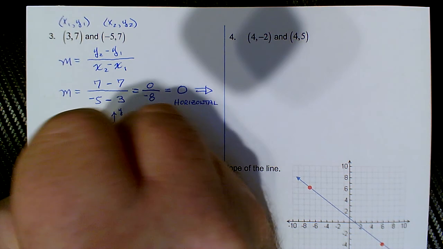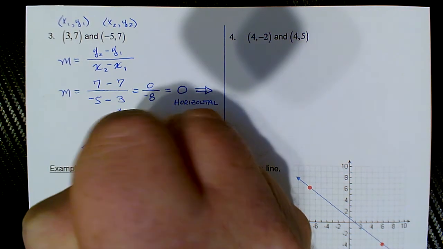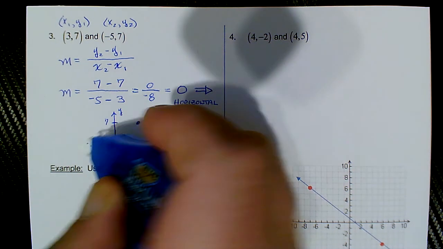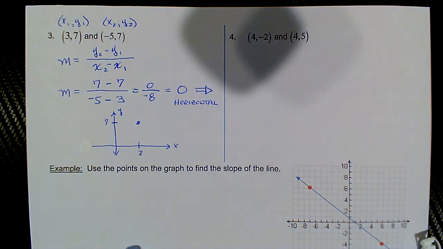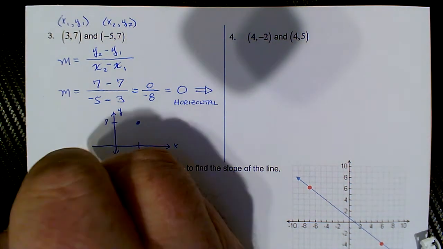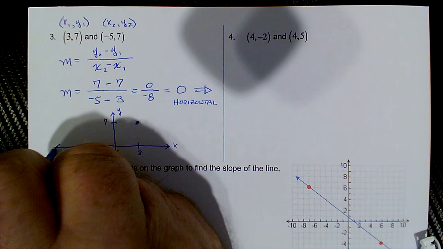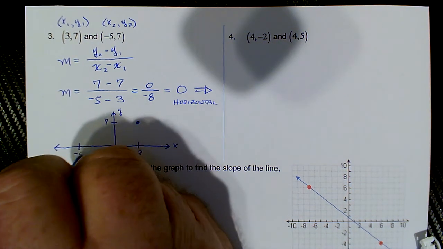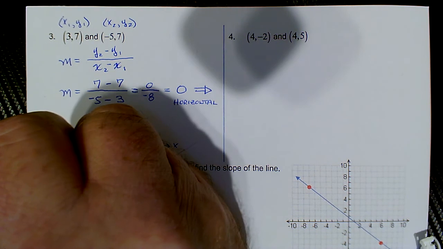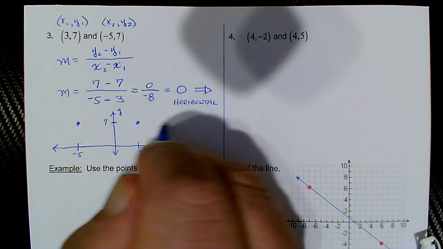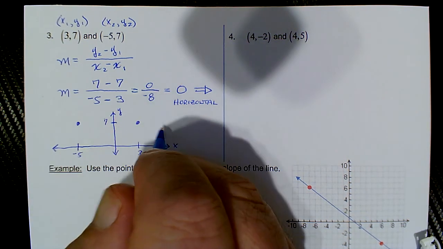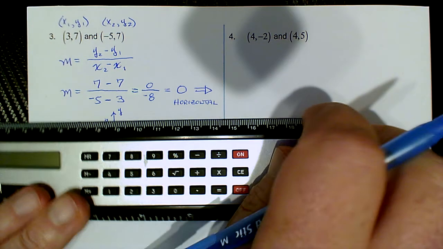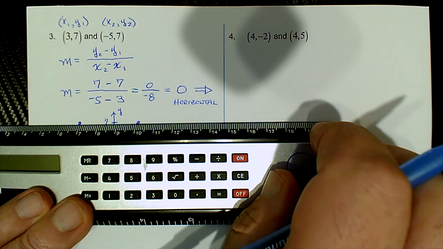Notice that you could tell pretty much by inspection that something's going on because the y values are the same. And if you recall, that's actually the equation for a horizontal line, when y equals some number. The number is 7. So that's actually the equation of that line.